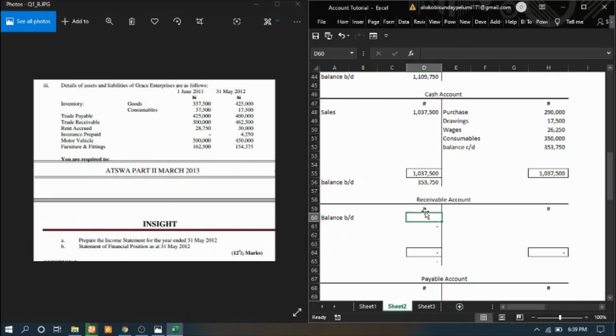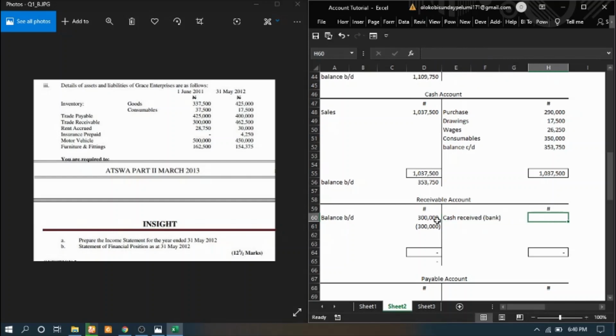So what is the balance of the receivable at the beginning? Trade receivable balance is 300,000. So that is 300,000, and then we received. So we have to credit that. We can call that cash received. Cash received, that is to bank. We received that through bank.